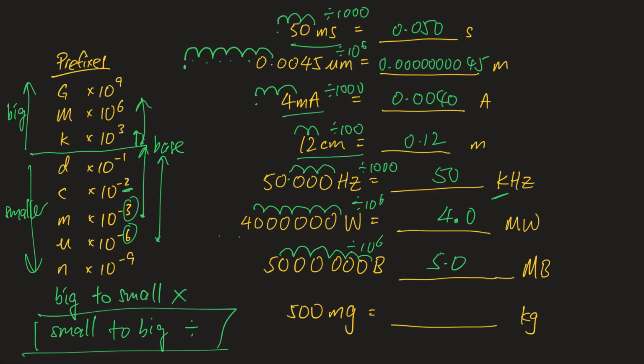So it's 5.0 megabytes. And last one, if you're going to change 500 milligram to kilogram, so likewise you change it to gram first. So milligram change to gram. So you divide by, because of milli, divide by 1000, 1, 2, 3. And from gram, you're going to change it to kilogram. Because of kilo, divide by 1000 again. So 1, 2, 3. So basically there will be 1, 2, 3, followed by the 5. So 0.005 kilogram. So that's how you do the conversion from small to bigger units.